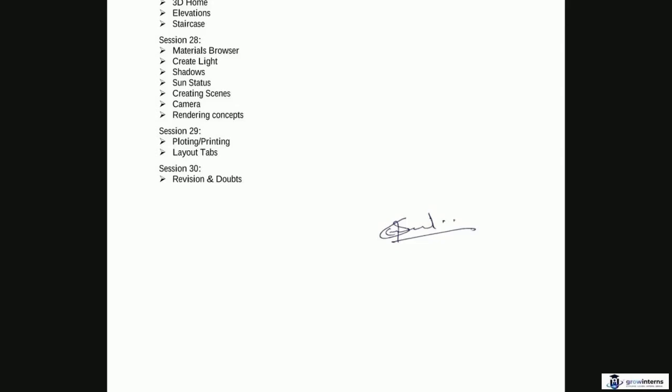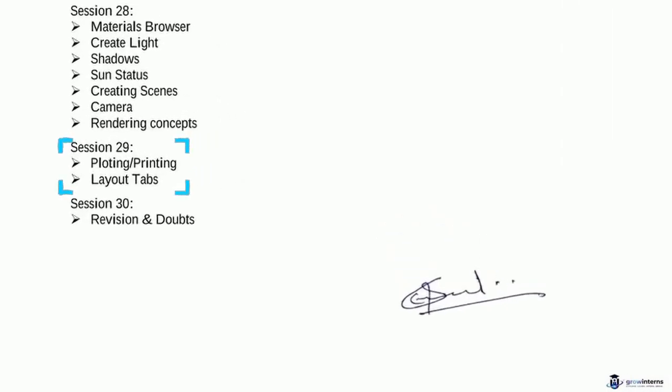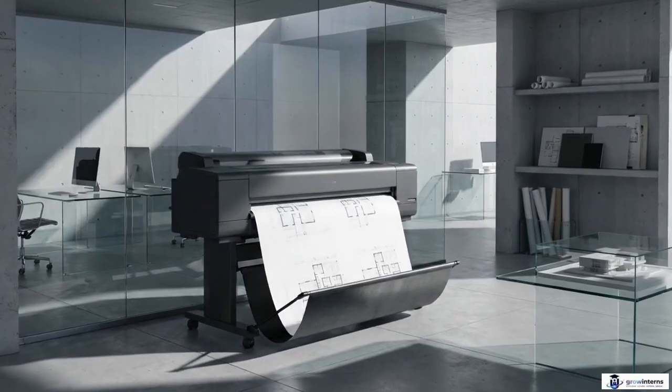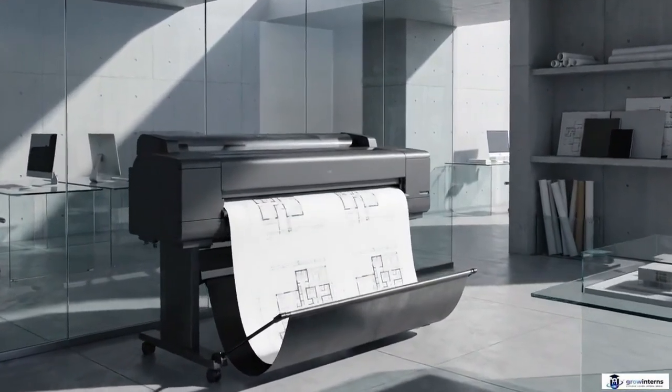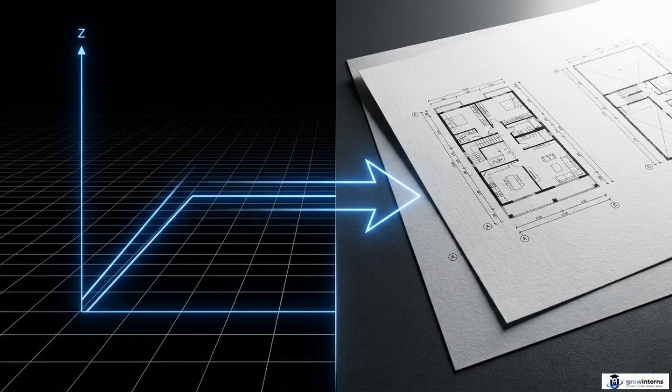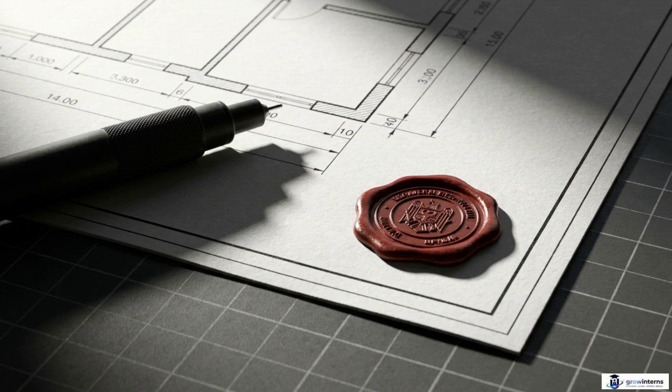That brings us to the final sessions of the course outline, where we manage our layout tabs and prepare for the final output stage. Finally, you plot the complex digital drawing into a standard PDF document, ready to share with the real world. Success in AutoCAD comes from mastering this 7-day pipeline, moving systematically from the blank digital void to a legally binding published design.